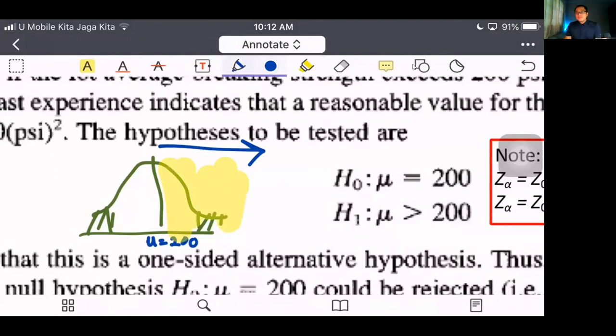Okay, we want the fabric to have, or to be, more than 200 psi, not less. So if it's not less, then the graph will always be looked at on the right side only. And this is why it is called a one-tail test, because the other tail is cancelled.